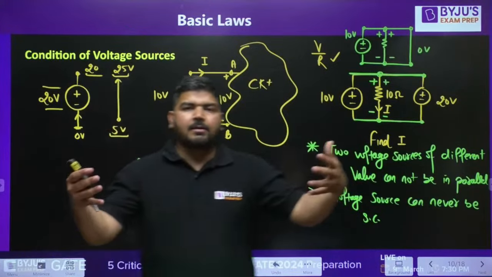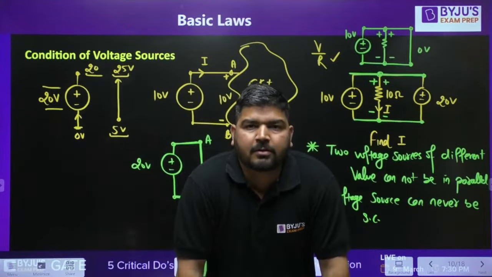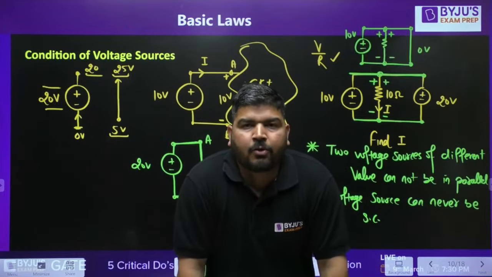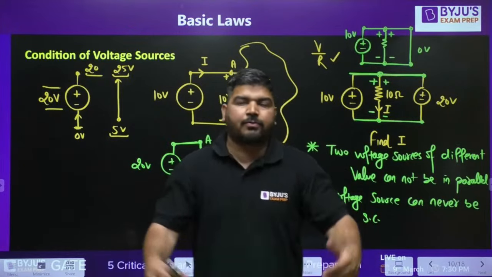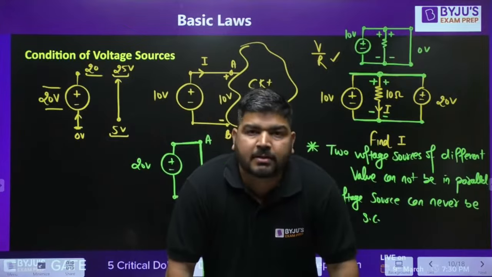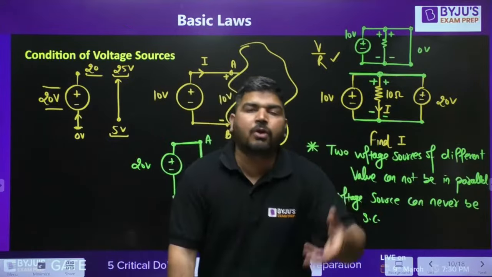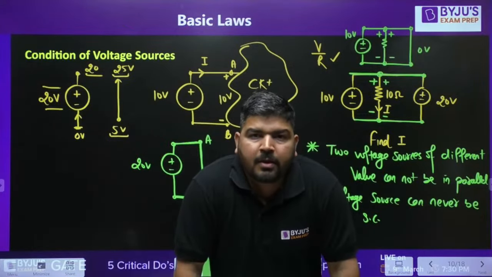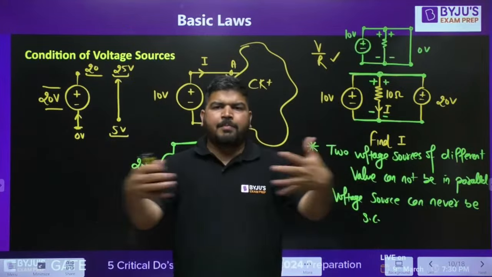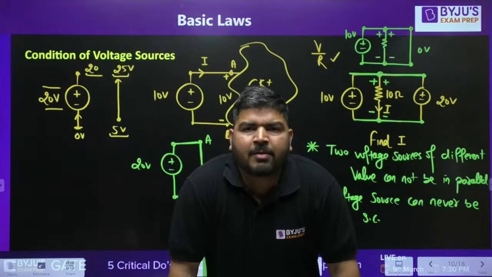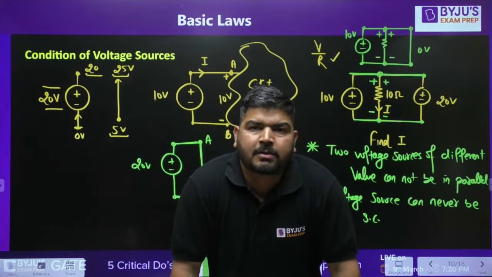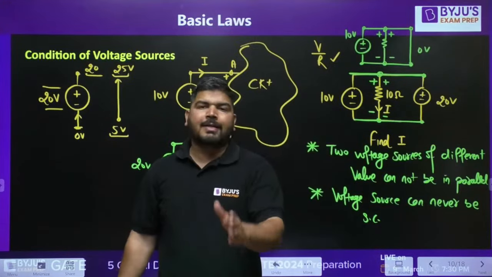And we can take two different voltage values for the batteries. Let's say there are two batteries, one of 12 volt and one of 6 volt. Can't we connect them in parallel? The answer is yes, you can connect them in parallel. There is no problem in the batteries, because the batteries are not ideal sources.